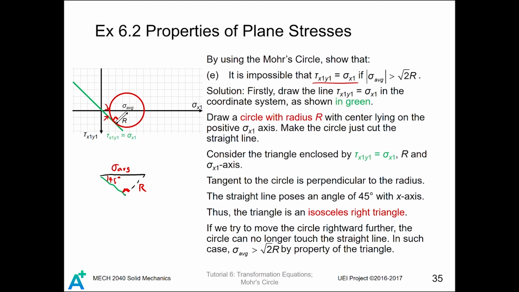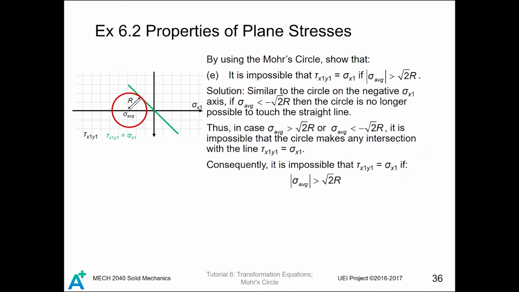So this angle is 45 degrees, which means this angle is 45 degrees as well. Then it is a right-angled isosceles triangle. That is, sigma average equals square root 2 r. However, if sigma average is too large, larger than r, then it is no longer possible for this circle to cut the straight line. It is a similar case for sigma average less than 0.